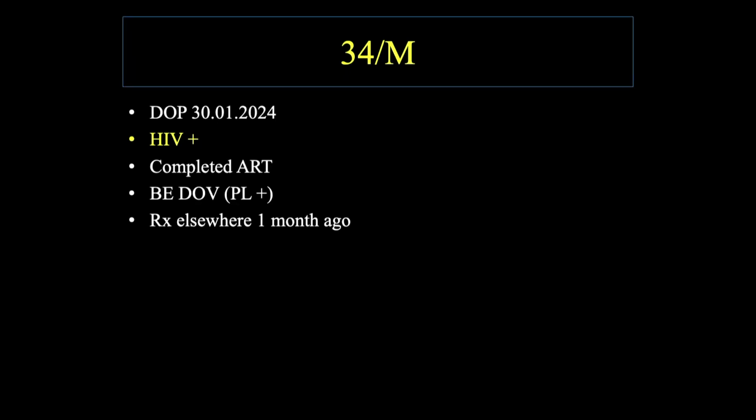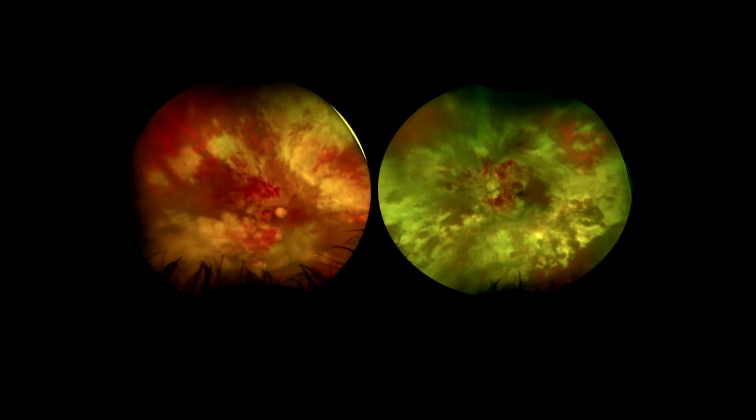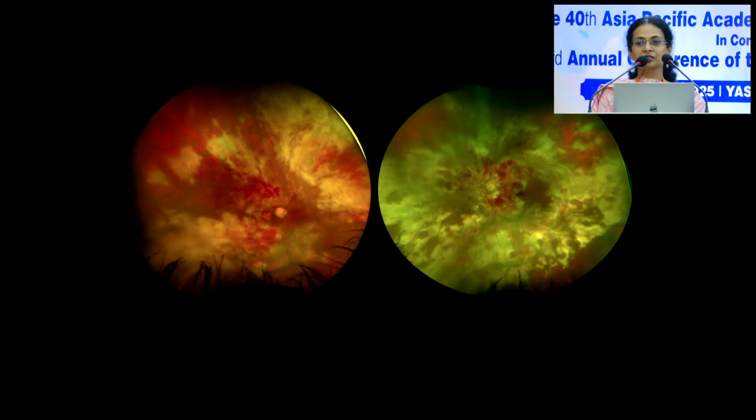A 34-year-old male presented in January last year. He was a known HIV positive. He had completed ART therapy, and he had decreased vision in both eyes, light perception in both the eyes. He was treated elsewhere 1 month ago, and this was the fundus picture, both the eyes. It's very obvious the diagnosis, a known HIV. So we're obviously dealing with bilateral CMV retinitis.